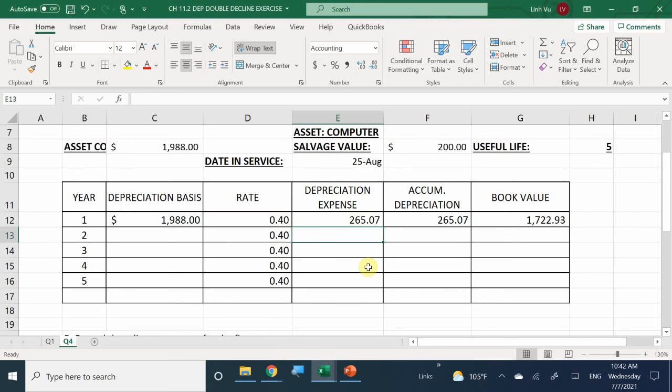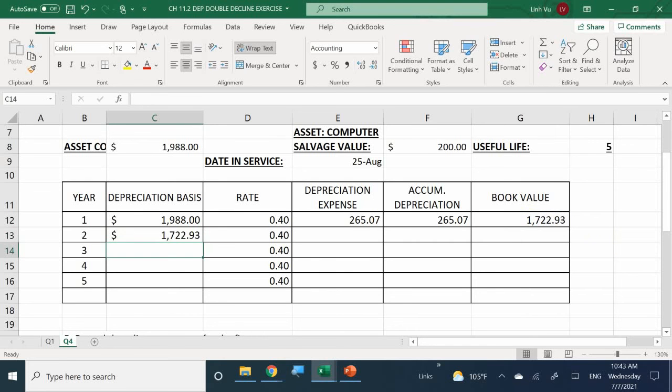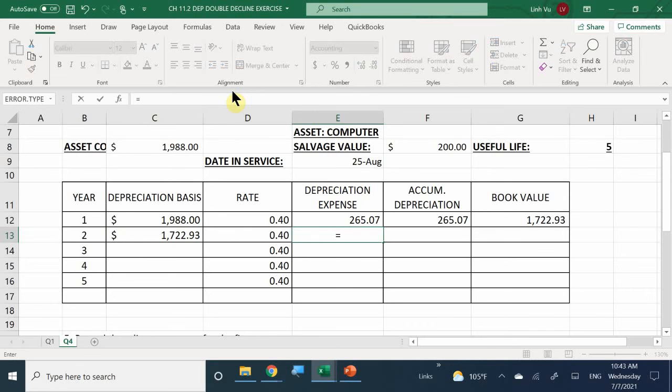So then what about year 2? What's my depreciation basis for year 2? The 1722.93. Okay. $689.176.